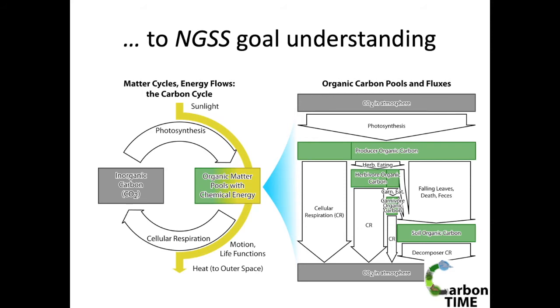We want students to use these coherent scientific accounts, including principles such as conservation of matter and energy at multiple scales. Then they can explain that trees use inorganic carbon dioxide from the air along with water to make organic sugar molecules that are used to build the tree's mass. At the end of CarbonTIME units, students use these models, including organic pools and fluxes, to explain natural phenomena such as growth of organisms and changes in ecosystems.